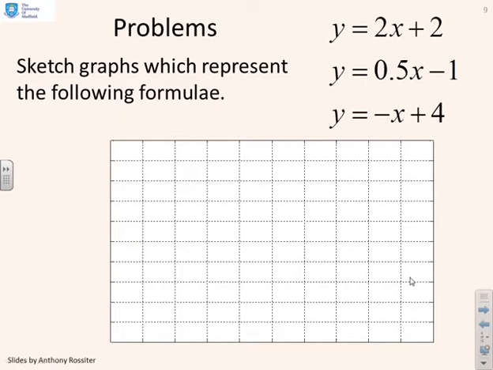So here's a problem now. Sketch the graphs which represent the following formula, and you'll see we've already put these in compact form. So what it's checking is, do you remember the meaning of the variables in the different positions? So what you'll remember is that the bit at the end, the plus bit, tells you the intercept with the vertical axis. Okay, so what I'm going to have to do before I start is put some numbers in.